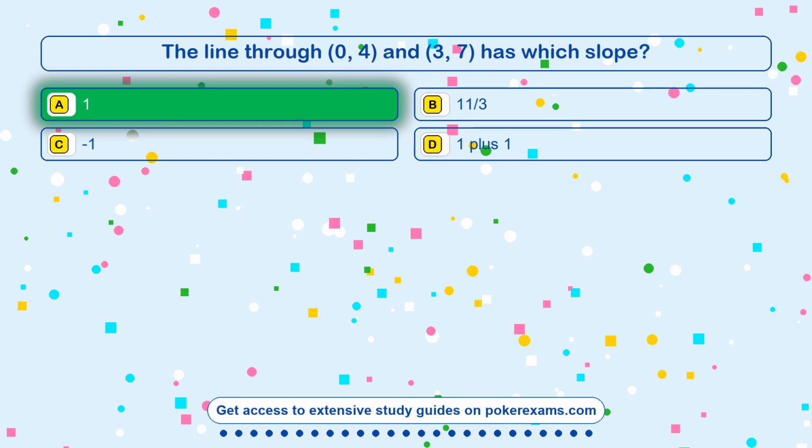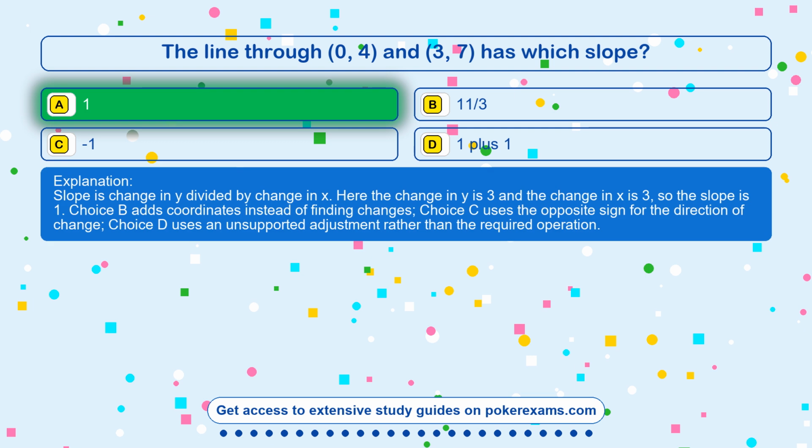The correct answer is option A, 1. Slope is change in y divided by change in x. Here the change in y is 3 and the change in x is 3, so the slope is 1. Choice B adds coordinates instead of finding changes, choice C uses the opposite sign for the direction of change, choice D uses an unsupported adjustment rather than the required operation.